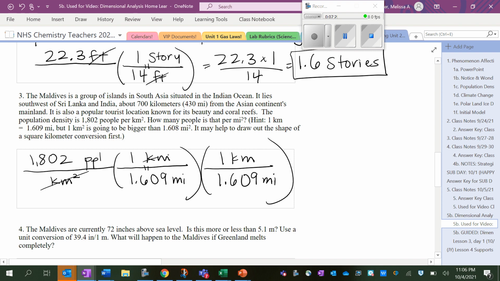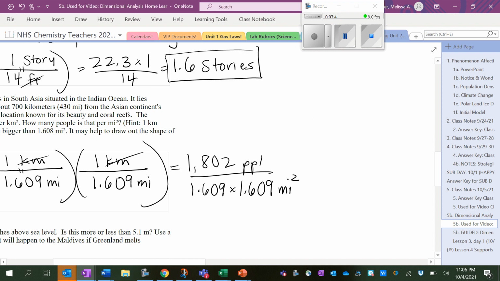Now, kilometers squared and kilometers squared on the top are going to cancel out, and we're going to have 1,802 people on the top. On the bottom, we're going to have 1.609 times 1.609 miles squared. I'm going to type that in my OneNote first. 1.609 times 1.609. So I need to do 1,802 people divided by 2.5889 miles squared.